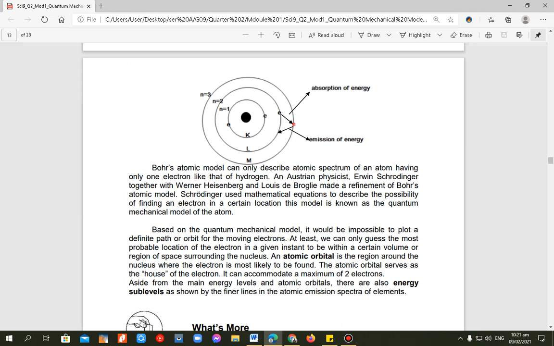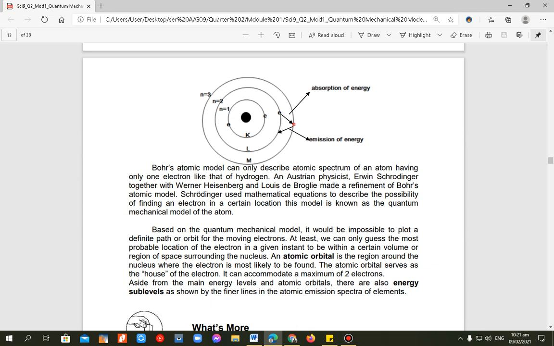So, dito, as you can see in this diagram, as I have said, meron pong mga association, bawat orbits dito, mga circle. That is, itong una, n=1, n=2, n=3, pag meron pa n=4, n=5, n=6. As I have said, n=1 can be associated to K, n=2 to L, n=3 to M, n=4 to N, and so on and so forth.